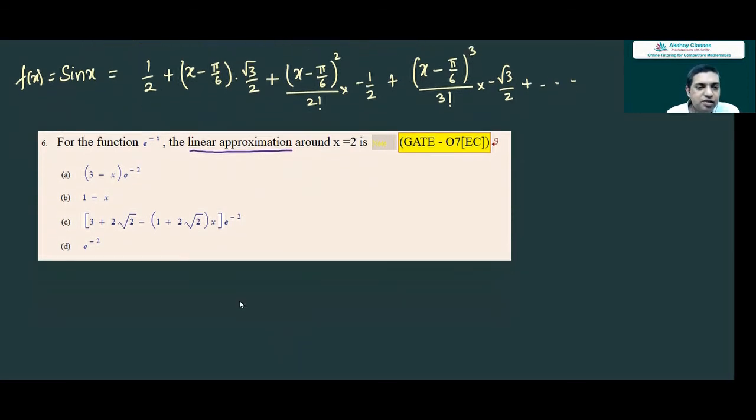Now just look at this. Linear approximation means this: f of x is f of 2 plus x minus 2 by 1 factorial into f dash 2. That's it. Third term we will not go for because this is a linear function. Third term will be x minus 2 the whole square. It will be a quadratic function.